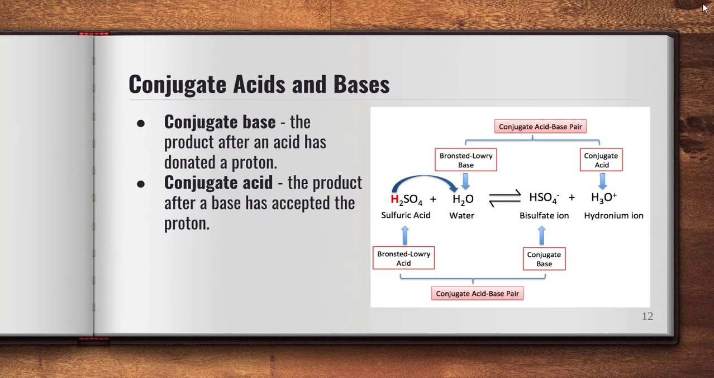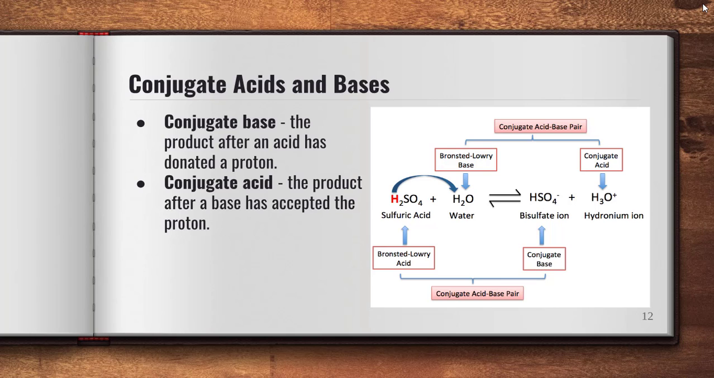Now, when we talk about conjugate acids and bases, we have to look at what we have at the beginning and what we have after. A conjugate base is the product after an acid has donated a proton, and the conjugate acid is the product after the base has accepted the proton. When we look at the example here, H2SO4 in water, based on the reaction, H2SO4 donates a proton to water. So as a result, H2SO4 is my acid, and water is my base.